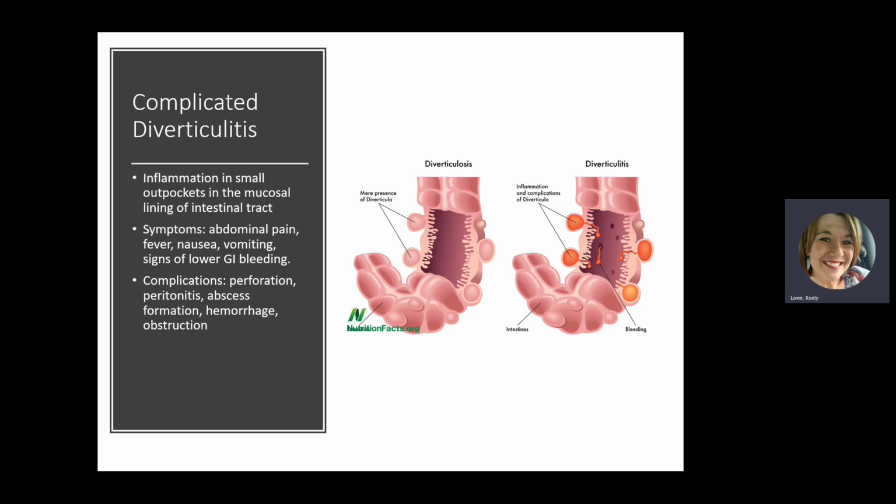We said it becomes complicated when those small out pockets become inflamed, and so it walls them off and blocks them. Symptoms are abdominal pain, particularly left quadrant pain, fever, nausea, vomiting, things that we associate with inflammation. Also looking at white blood cell counts. It could be a sign of lower GI bleeding as well. So if they have perforated, or if there's so much irritation, there's bleeding, again, bleeding in the stool.